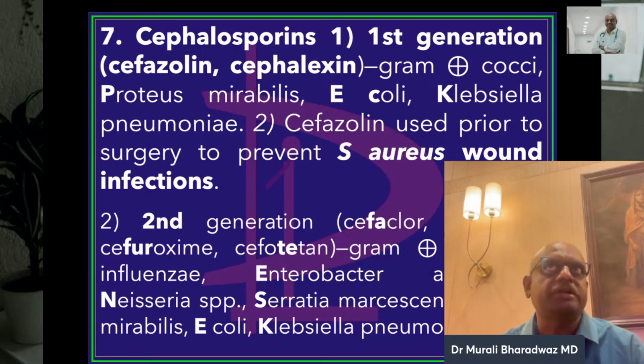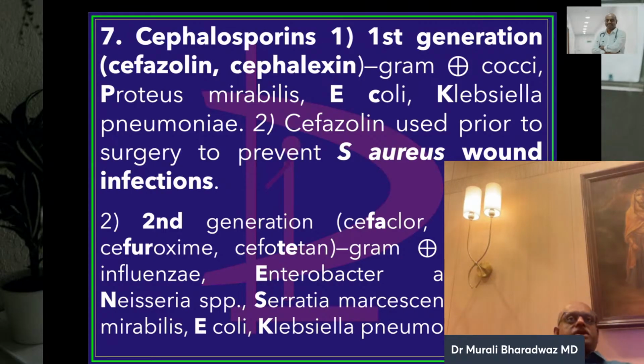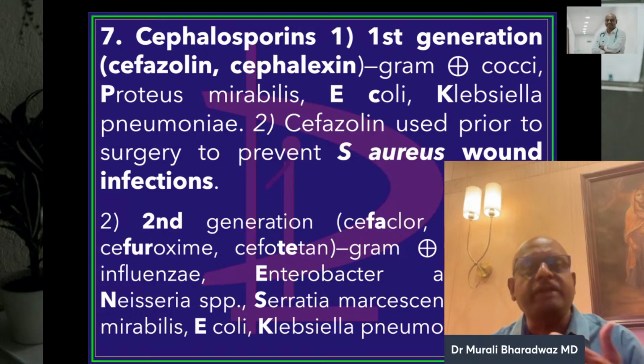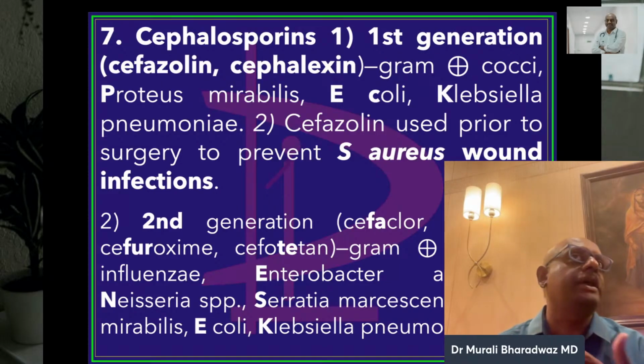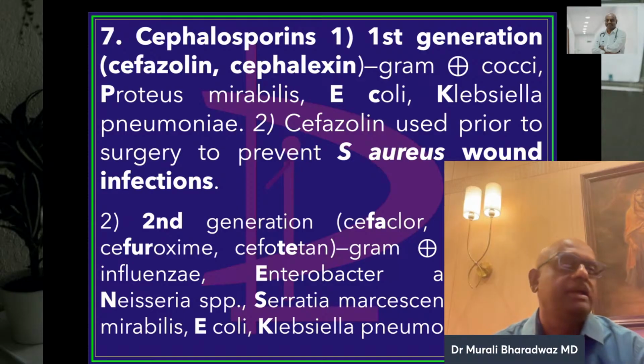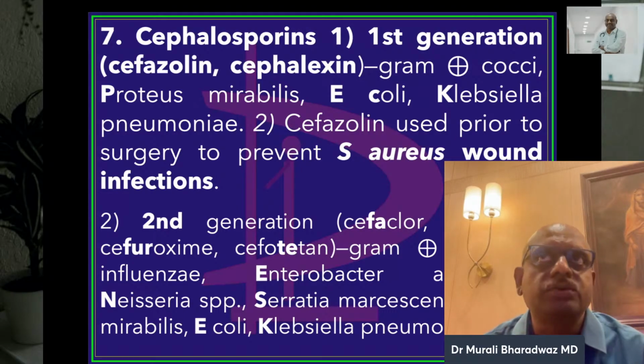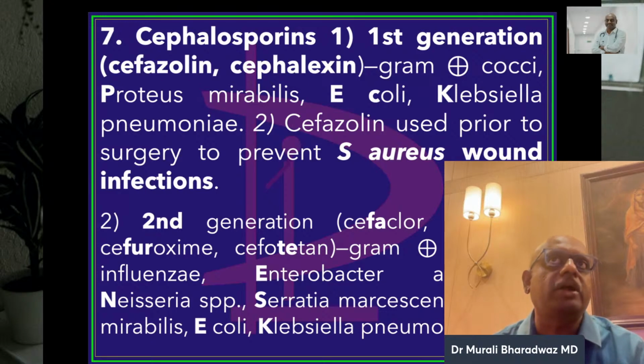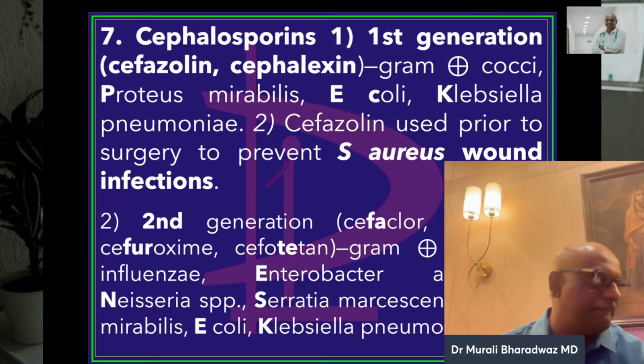Cephalosporins, one of the favorite questions. You should remember which generation is which one and what is its special purpose. First generation, cefazolin and cefalexin, is used on the gram-positive cocci. For surgeons, it is a favorite one. Cefazolin is used before surgery as a preoperative antibiotic to prevent the wound infections commonly caused by Staphylococcus aureus.